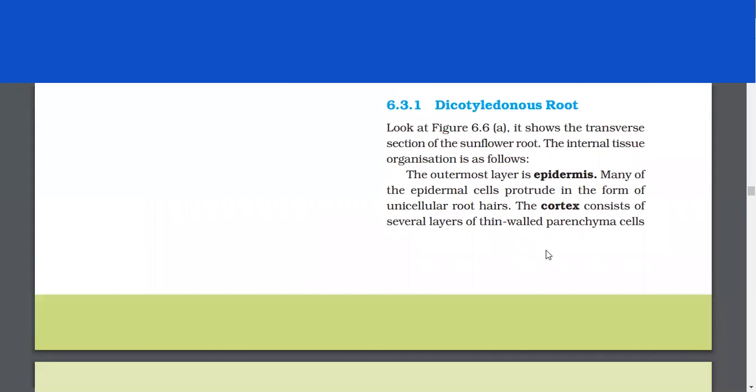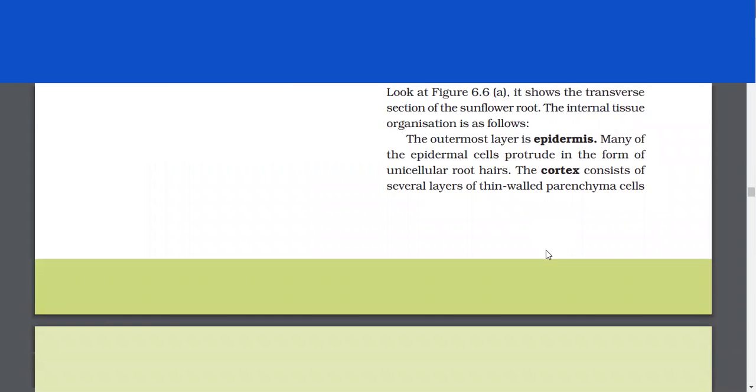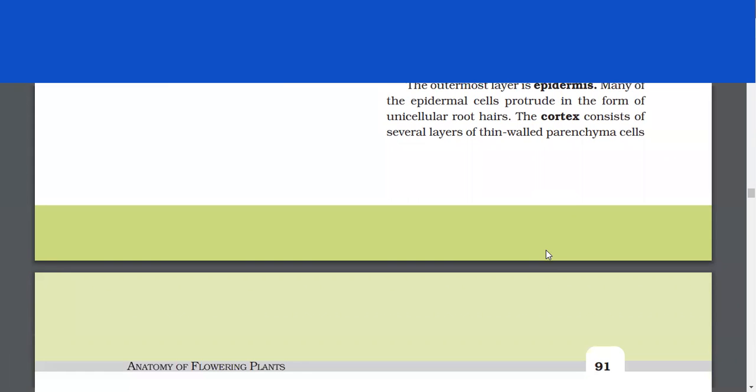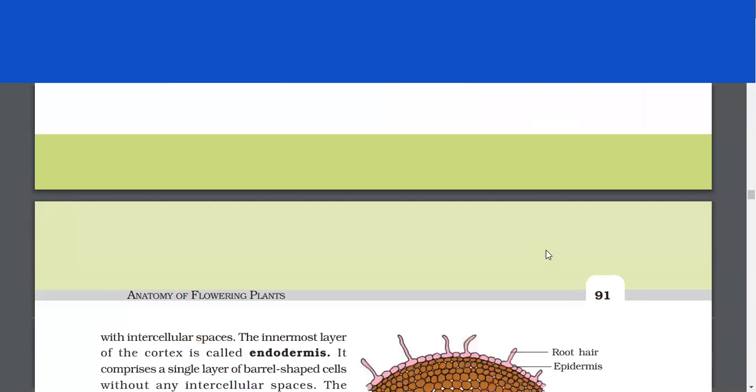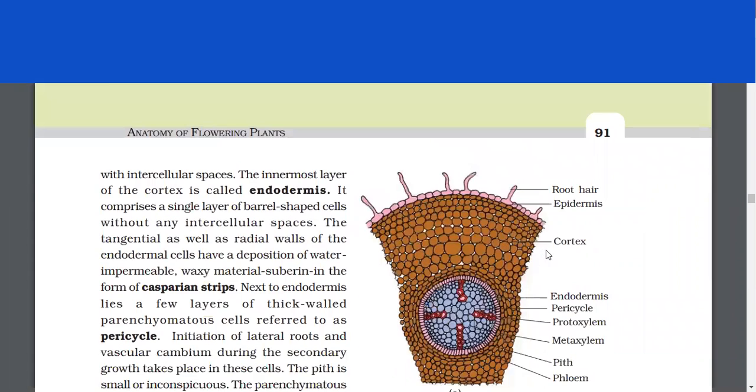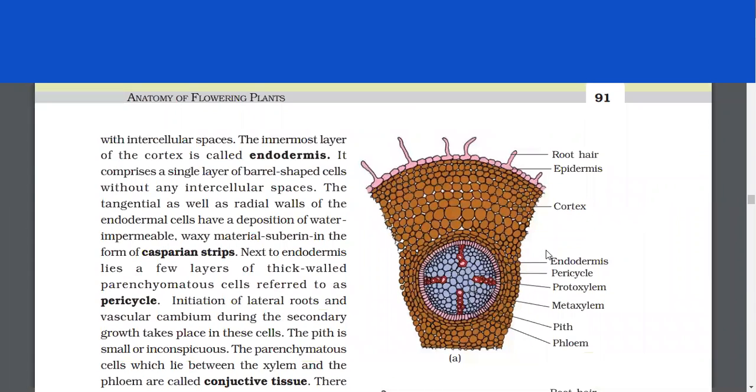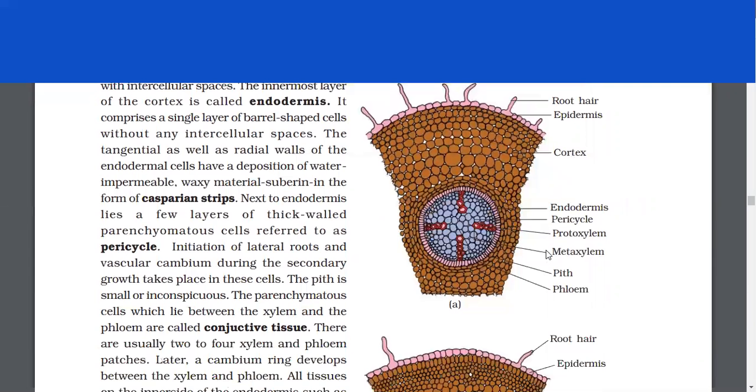The outermost layer is epidermis. Many of the epidermal cells protrude in the form of unicellular root hairs. The cortex consists of several layers of thin-walled parenchyma cells with intercellular spaces. The innermost layer of the cortex is called endodermis. It comprises a single layer of barrel-shaped cells without any intercellular spaces. The tangential as well as radial walls of the endodermal cells have a deposition of water-impermeable, waxy material suberin in the form of Casparian strips.